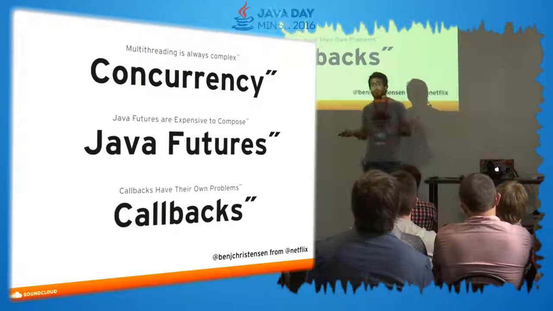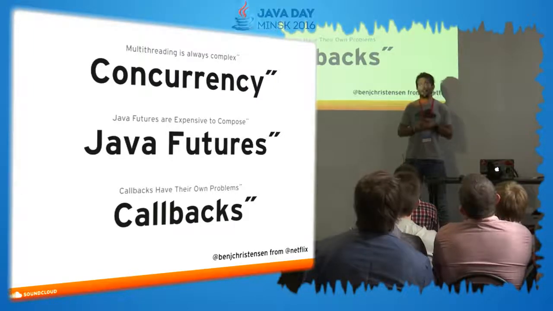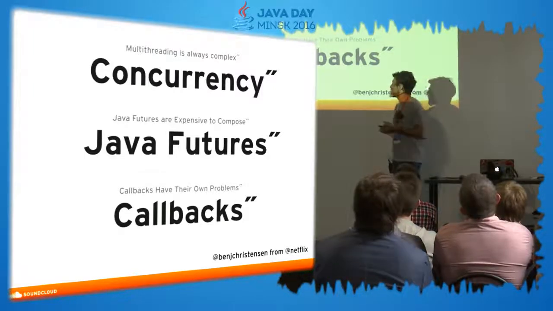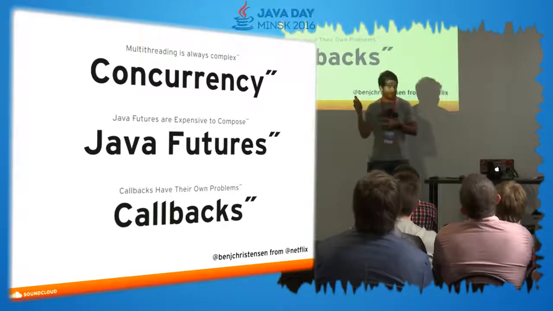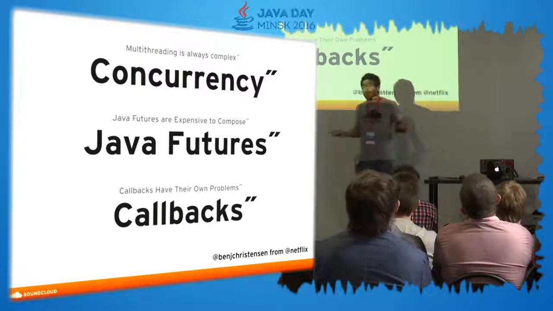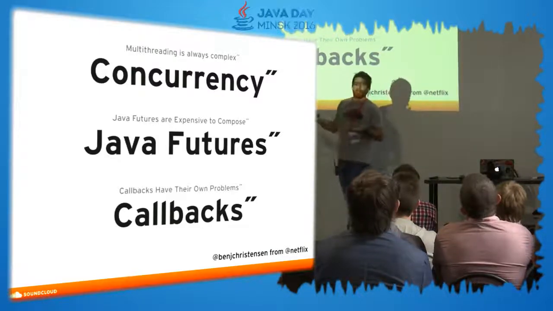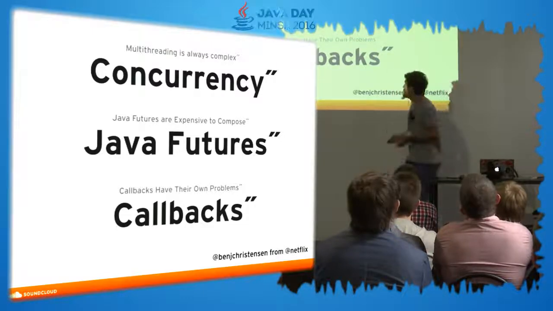So we have Java futures. Don't get confused with the futures of Java 8, which are a bit different. But here they block, and I'm going to show you some sample code here. And then we can deal with callbacks, which is a good way to get a response when we are doing something in a separate thread, for example.